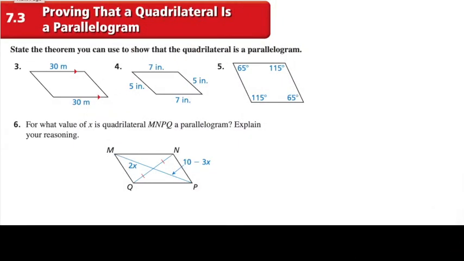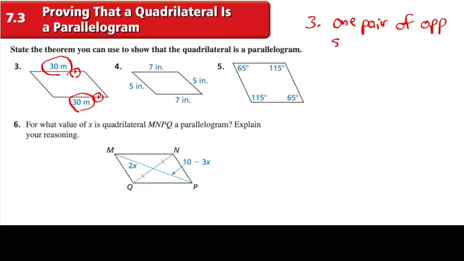So in this section, they're asking that we state the theorem that we can use to show that the quadrilateral is a parallelogram. Here, for number 3, we see that they're showing us opposite sides are parallel and that the same opposite side is also congruent. So for number 3, it is one pair of opposite sides is parallel and congruent.